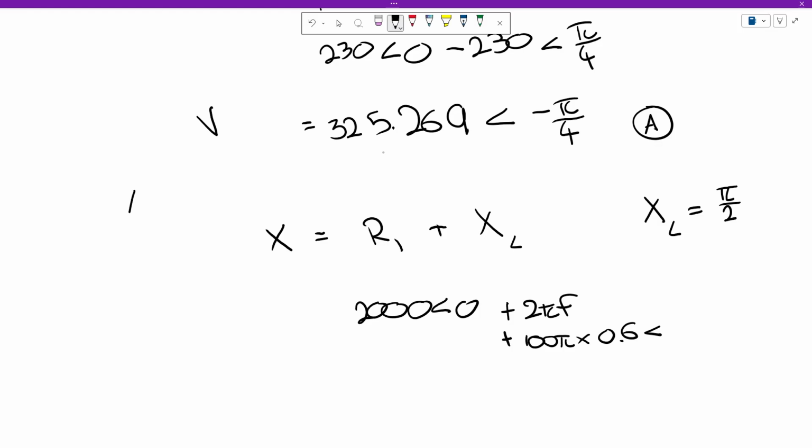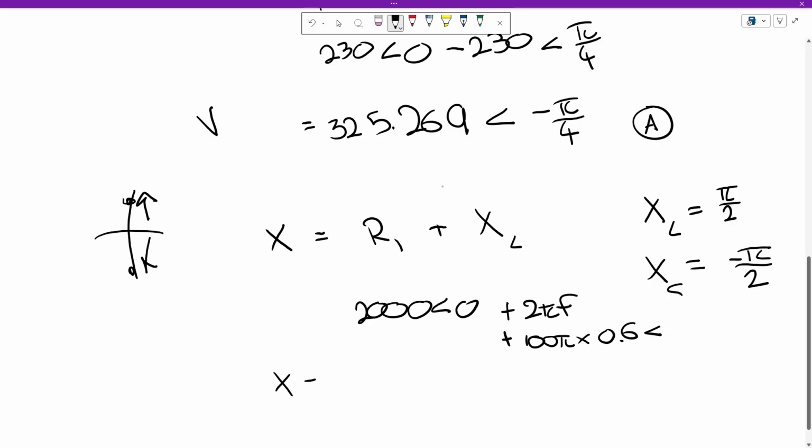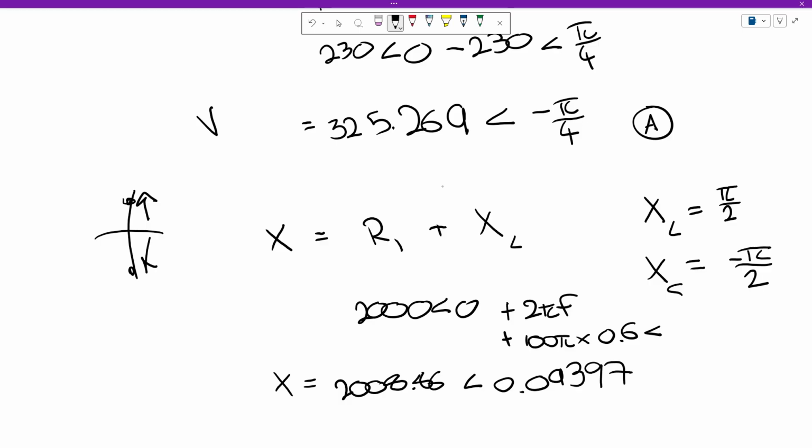So on the axis, it'll be going up here. If you have a capacitor, it will be minus pi over 2, so it will be going down here. Since we have an inductor, we're going to use positive pi over 2. And when you add these together, the total impedance is going to be around 2008.86 at an angle of 0.09397. Save this as B in your calculator.